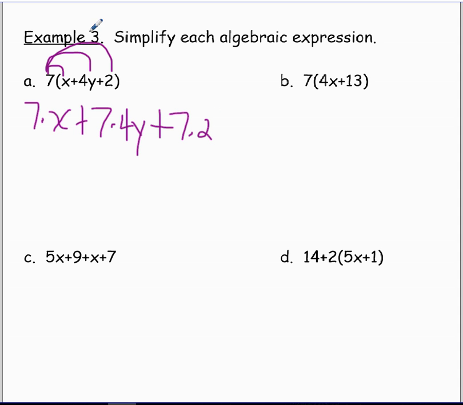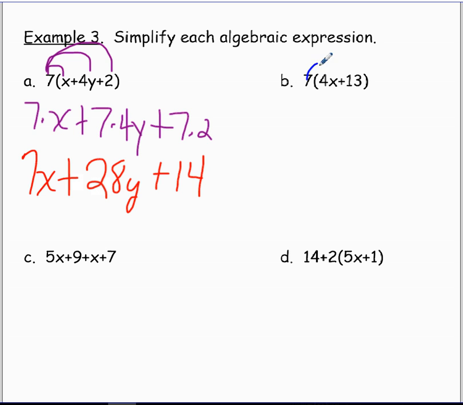And so when we simplify 7 times x, 7x, we don't have to write the times symbol in between them. And we're adding to 7 times 4 is 28, so 28y. And to that, 7 times 2, which was 14. So there we showed the 3 different multiplications. Let's do the next one without writing those steps and just doing them in our head.